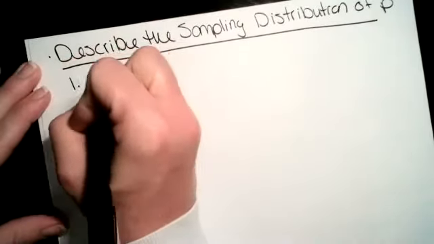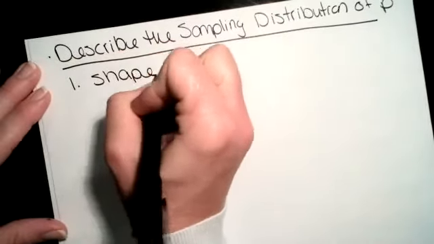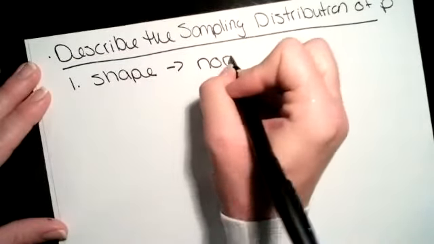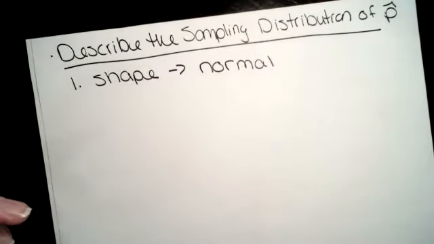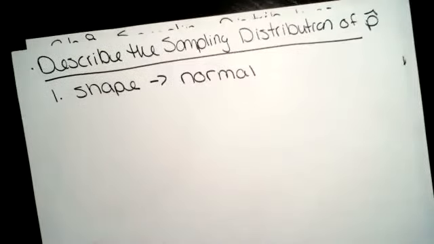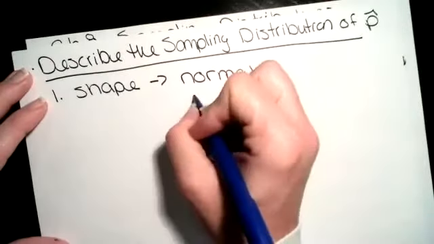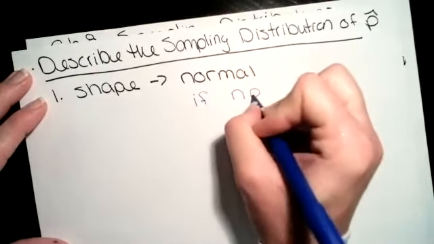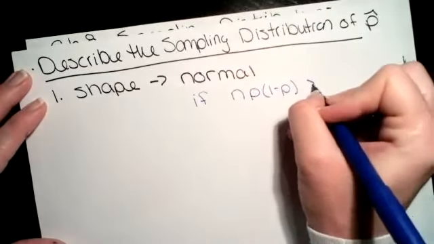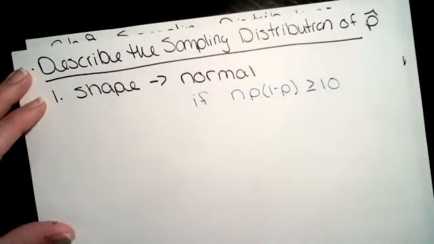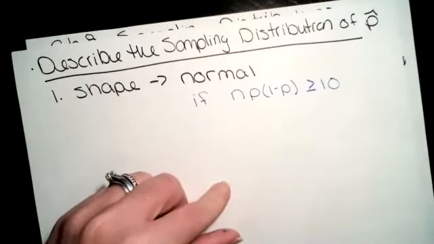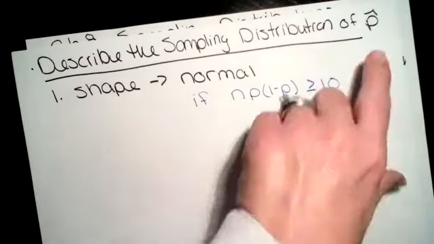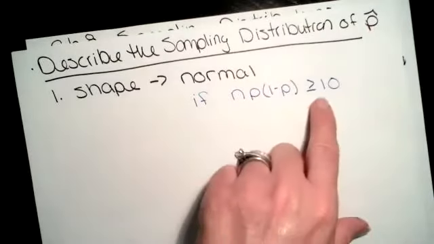So first, I want to talk about the shape of that distribution. All we know right now is normal, so that's what we're looking for. We're looking to prove that this distribution is going to be normally distributed, right? Bell-shaped, symmetric. So when we're doing this, we're looking for a certain quantity. If n times p times 1 minus p is greater than or equal to 10, then we can go ahead and say that the shape is normal. So with the numerical data, I had 3 different ways to say it was normal. Not here. With proportions, so p hat, I only have this way.